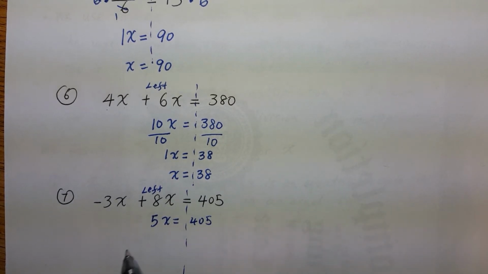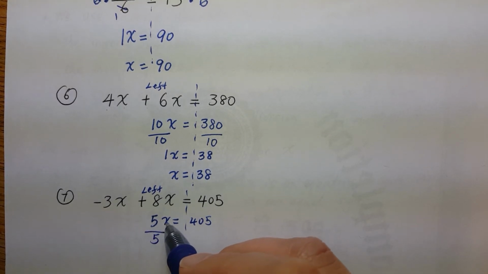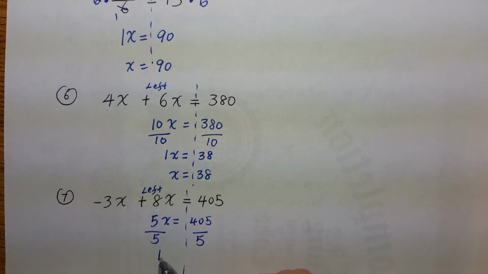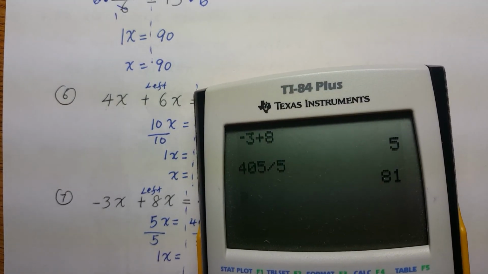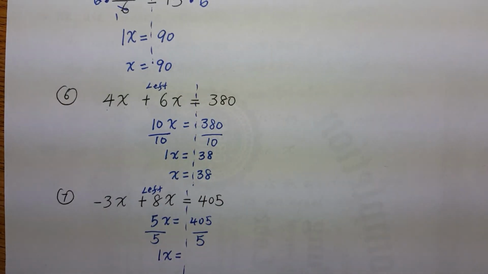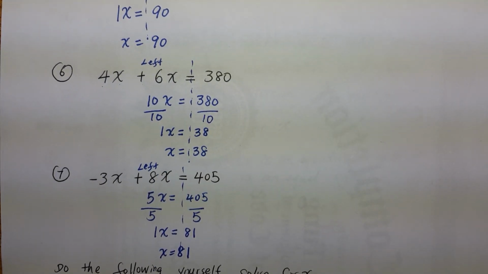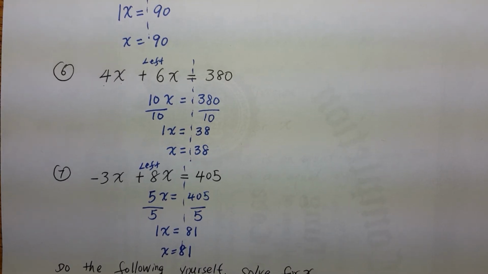405. So 5x, this is multiplication. So we do division. 5x, so divide by 5. So now 5 divided by 5 is 1. You got 405 divided by 5, 81. So when x equal 81, so x equal to 81. X is 1x. When x equal 81, so x equal to 81.